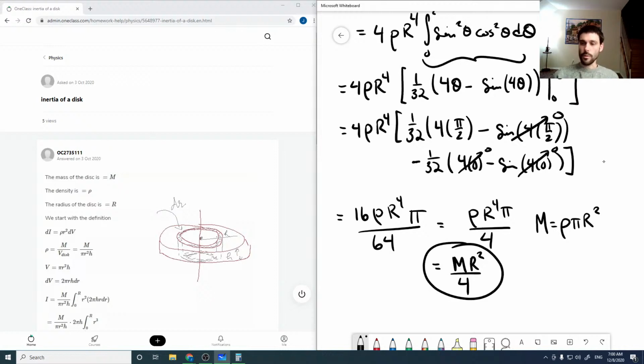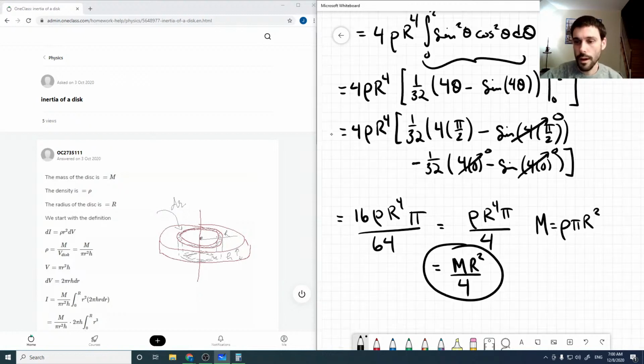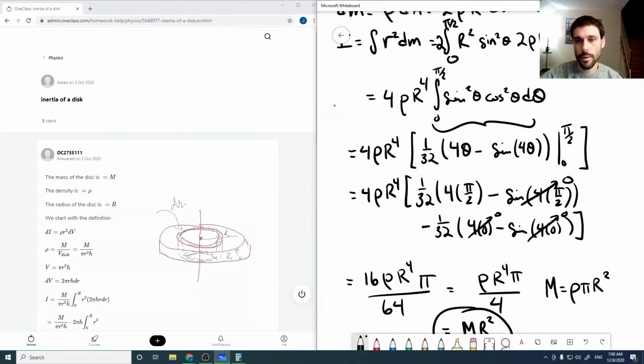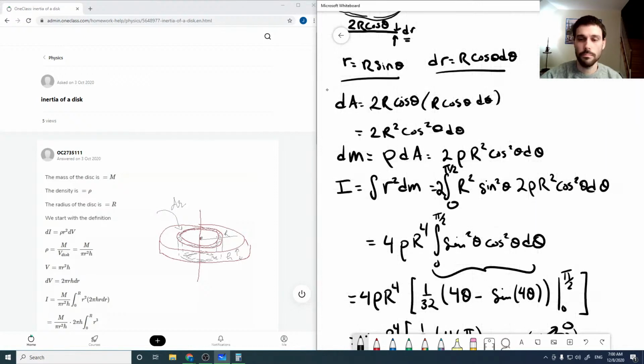And so then there's our moment of inertia for a disk rotating about an axis which lies in the plane of the disk and goes through its center. So it's different because it depends on which axis you choose. And it takes a bit more work than the other kind, but not too much.